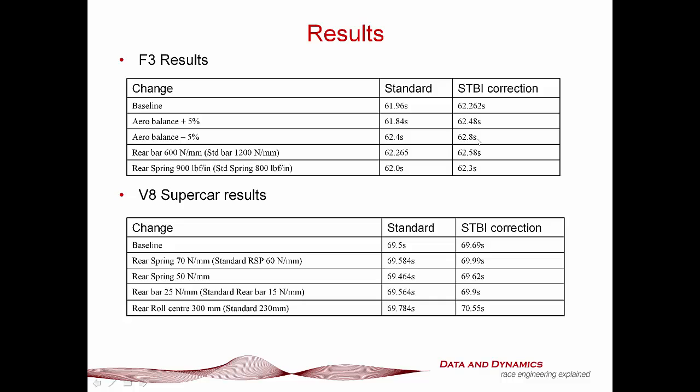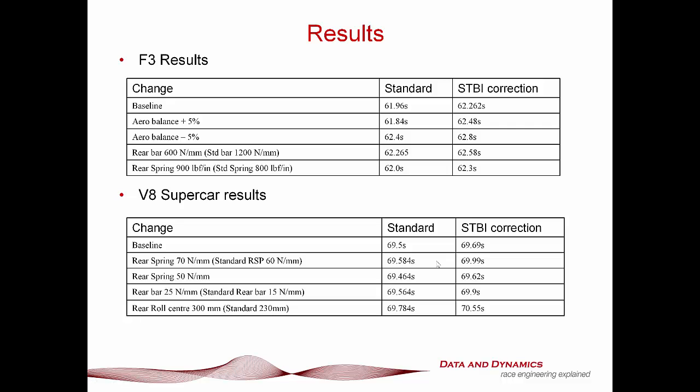So now you can see the drivability is really starting to dominate what's going on in terms of the corner results. For the rear bar at 600 newtons per millimeter, again, that was a variation of about 0.2 of a second. Here it's a variation of about 0.3 of a second. So that is obviously a big change. For the rear spring, when we went from 900 pounds to 800 pounds, because that's a smaller change, you're not going to see that much of a huge variation. Where it really made its presence felt is the V8 supercar.